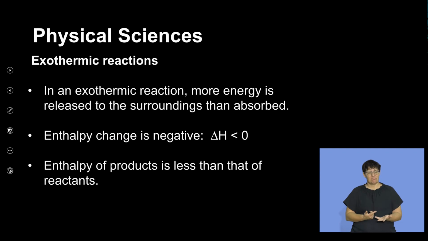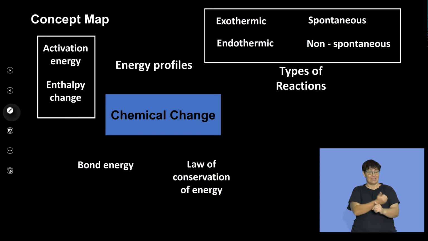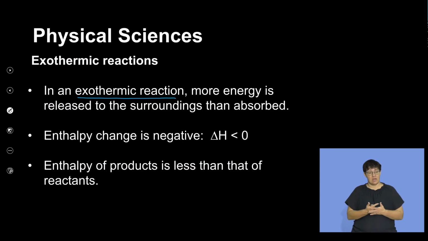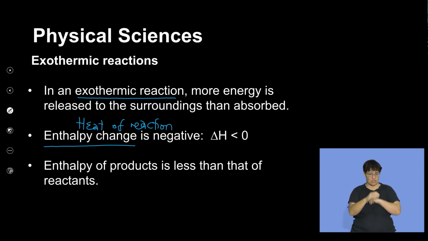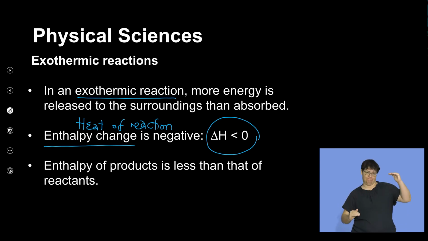Now, as far as an exothermic reaction is concerned, we are saying that more energy is released than absorbed. So if we talk of an exothermic reaction, there is more energy released to the surroundings than absorbed. That's by comparison. And then we're saying the enthalpy change, which is the heat of reaction, right? So remember, enthalpy change is the heat of reaction. In an exothermic reaction it will always be a negative value. So a negative enthalpy change suggests that the reaction is actually exothermic.